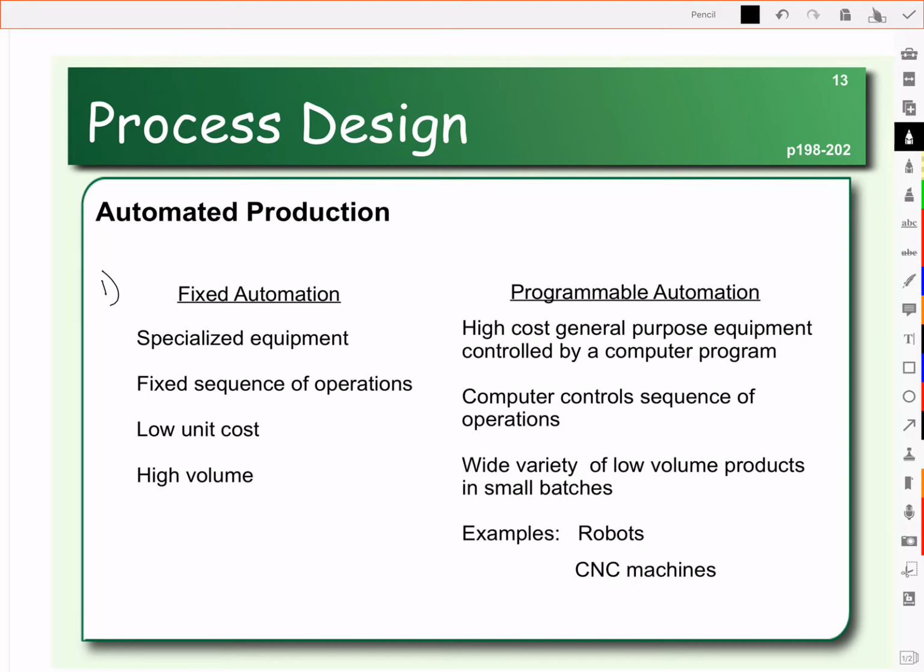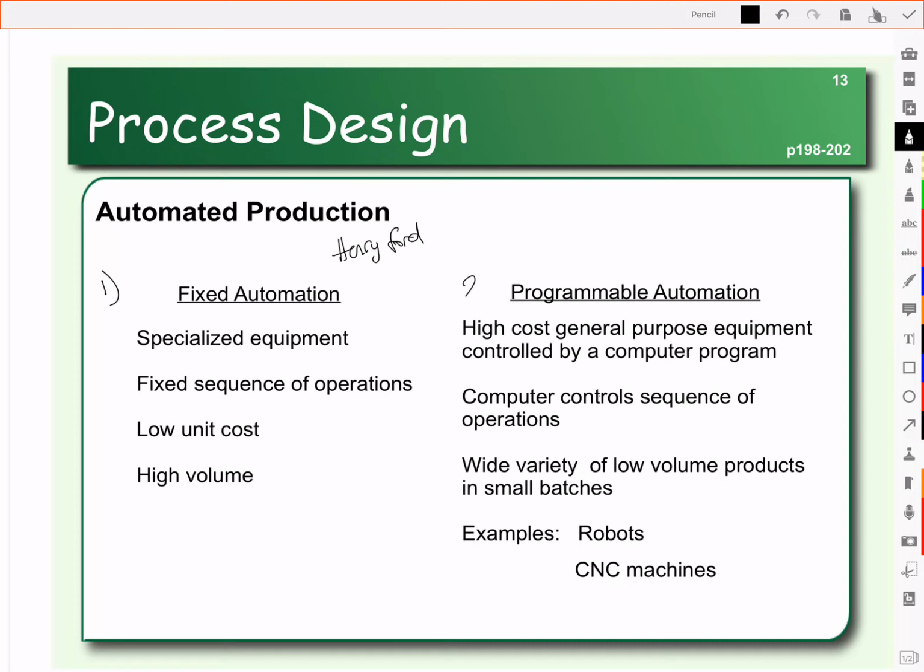Now, this fixed automation was really made popular by Henry Ford back in the 1900s. So this is the beginning of mass production. Each machine had a particular purpose in the car manufacturing process, and it really couldn't be adapted to do anything else. We were just getting the cars through the process, through that fixed operation.